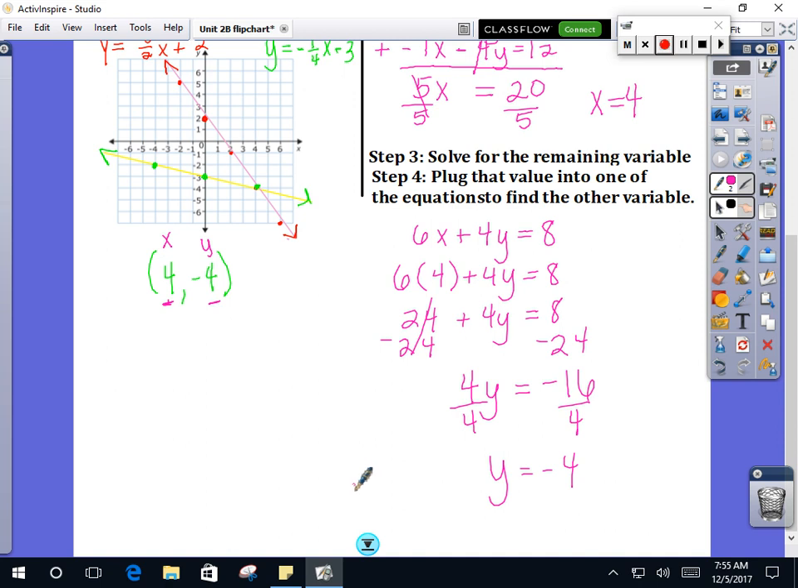Okay, so this is just another way to solve the exact same system. We learned graphing the last few days, and now we're going to be learning elimination. Just like we did with graphing, you'll write your final answer as 4, negative 4.